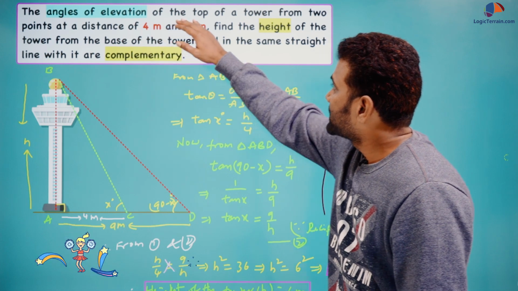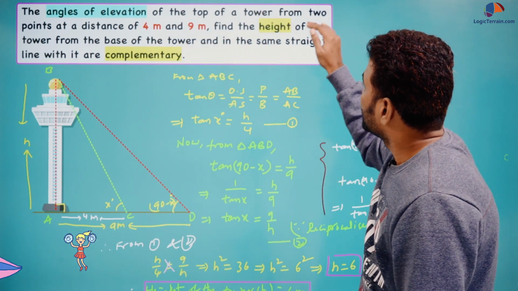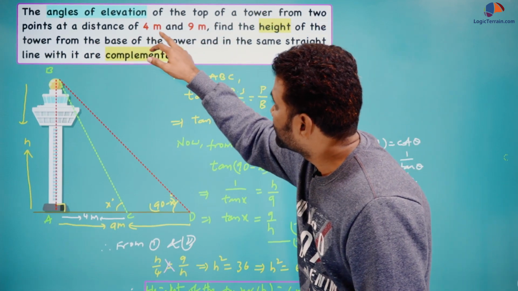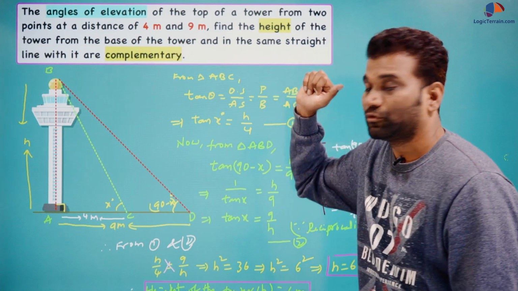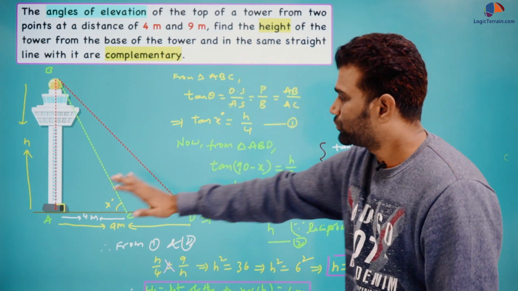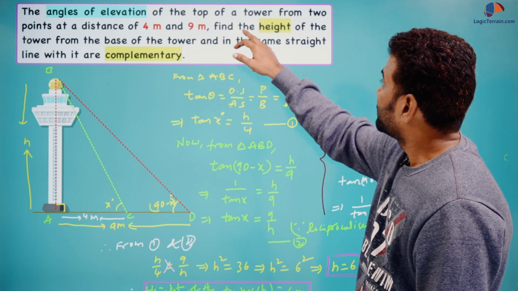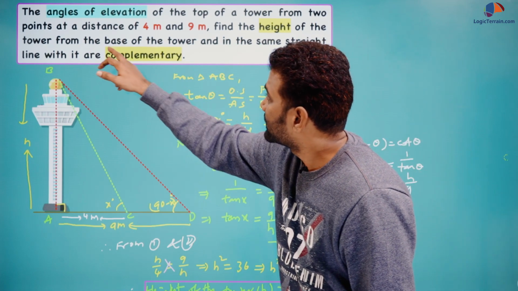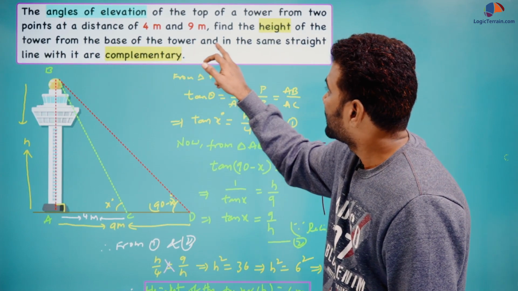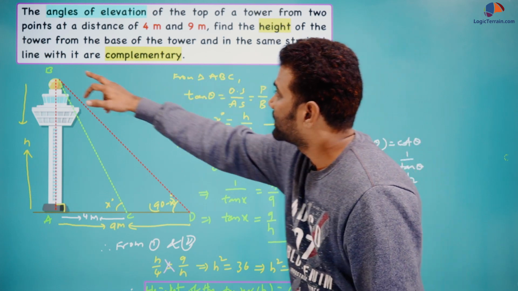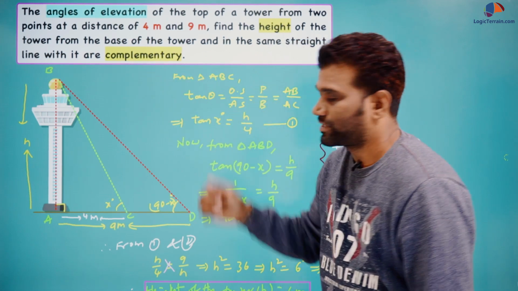The angles of elevation of the top of a tower from 2 points at distances 4 meters and 9 meters from the foot of the tower. Find the height of the tower, given that the points are from the base of the tower and in the same straight line with it, and the angles are complementary.